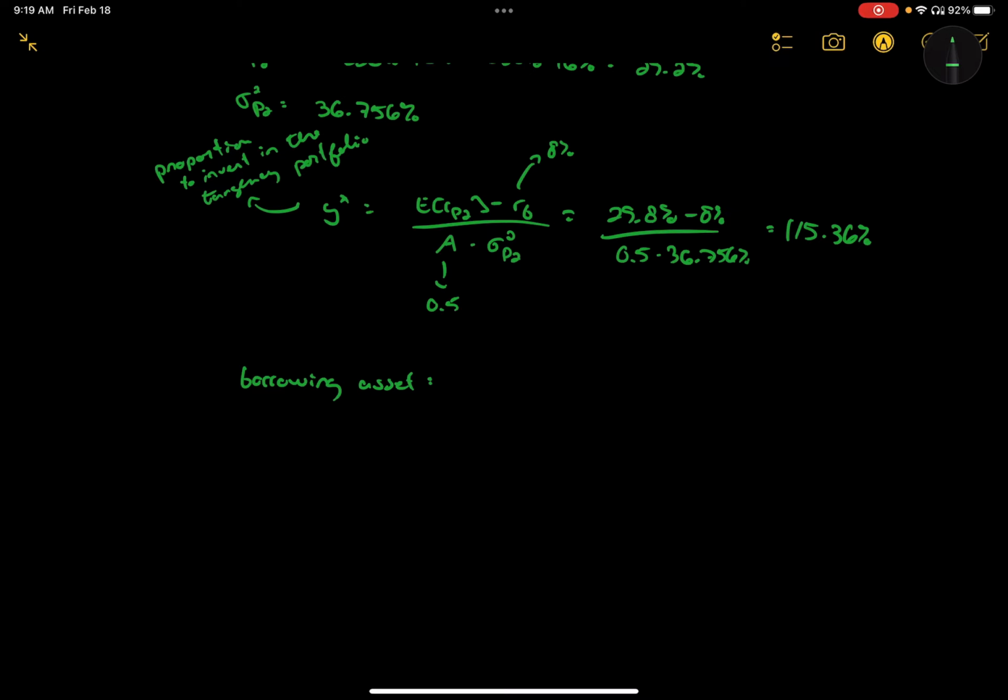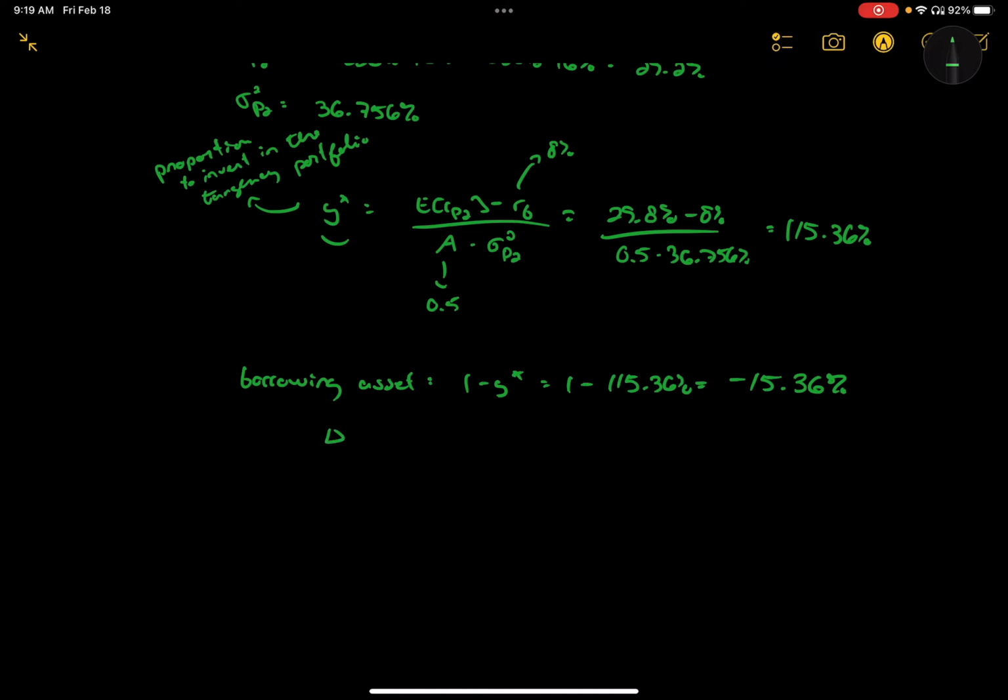Well, how much are we borrowing? So that's the proportion in the tangency portfolio. So we are borrowing 1 minus that amount. So 1 minus 115.36%. So that gives us borrowing 15.36%.